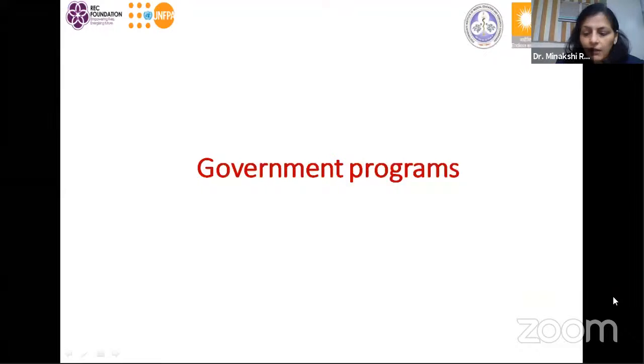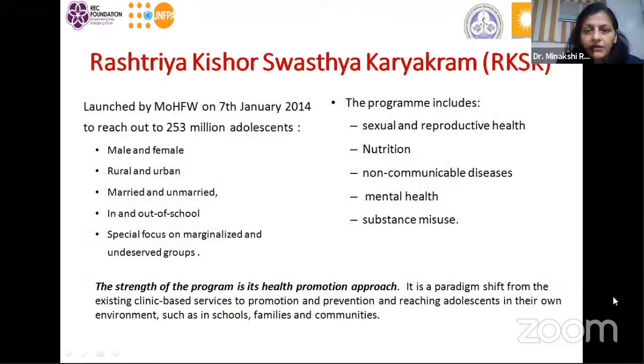These are some programs by the Government of India that have been started, told in detail by Dr. Pratima. This is the Rashtriya Kishore Swasthya Karyakram that is available. And I just want to say one thing: the plan of the government is to shift from clinic-based services to promotion and prevention based services in adolescents, and we are shifting from in and out of the school. So this is for male as well as female, rural and urban areas, and we are targeting married as well as unmarried females.